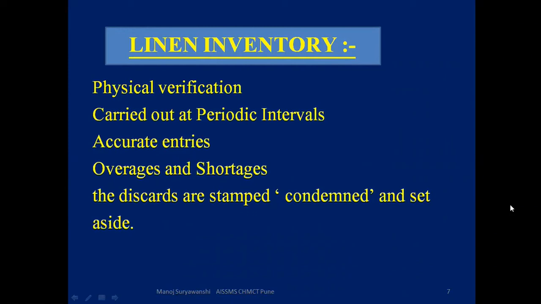The next, the discards are stamped, condemned, and set aside. It is the procedure of the linen department. Whatever linen you find which is completely discarded and condemned, you have to put a particular stamp on it, called the condemned stamp, and take the count of all such linen, and that should be deducted from your actual stock, and then those stamped or condemned linen should be kept aside, so it will not get mixed up with your actual stock. So the procedure of linen inventory is physical verification carried out at periodic intervals, then accurate entries, then overages and shortages, and the discards are stamped, condemned, and set aside.